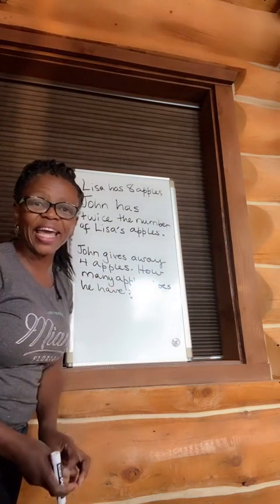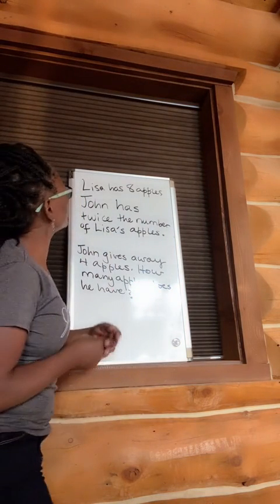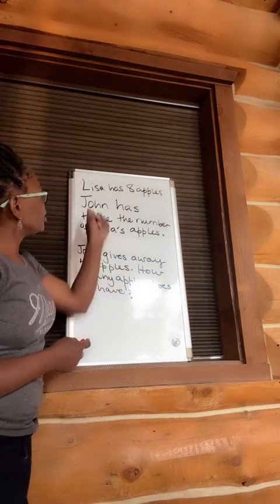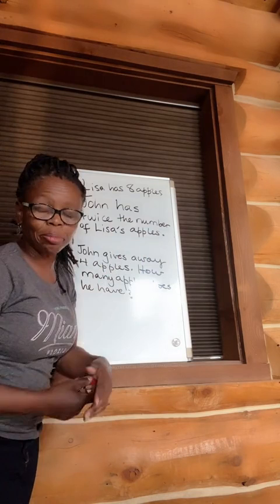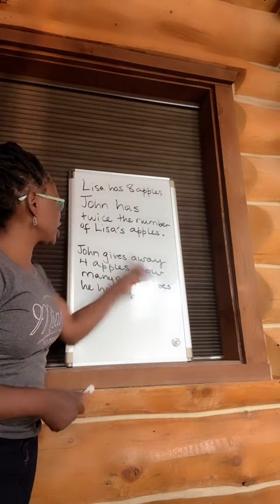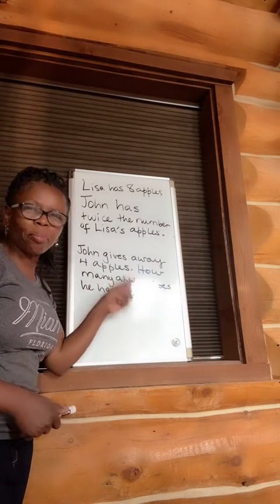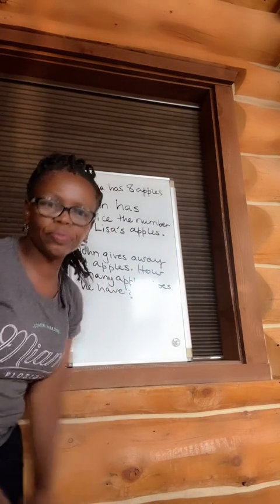Lisa has 8 apples. And John has twice the number of Lisa's apples. John gives away 4 apples. How many apples does he have?